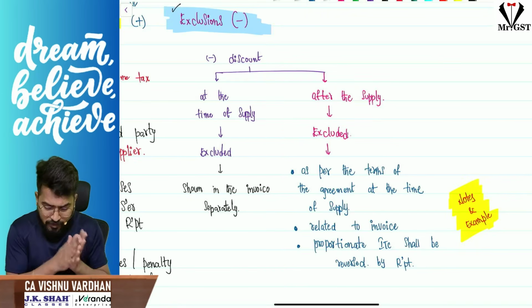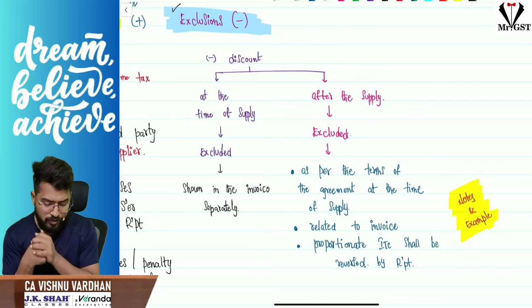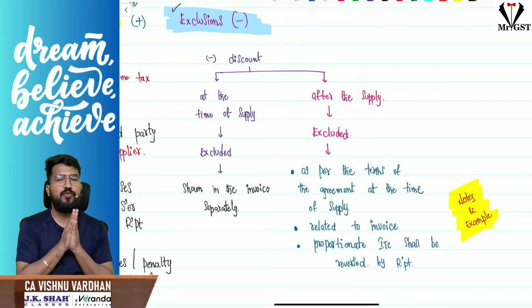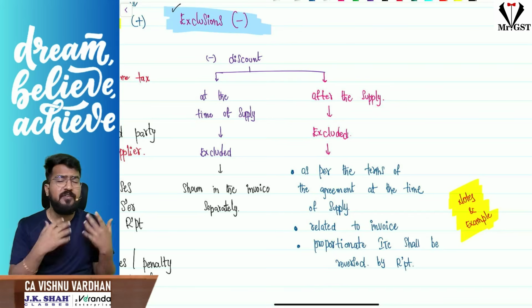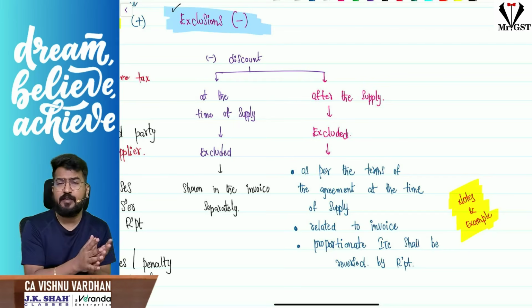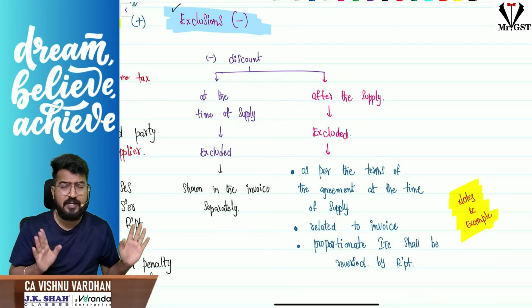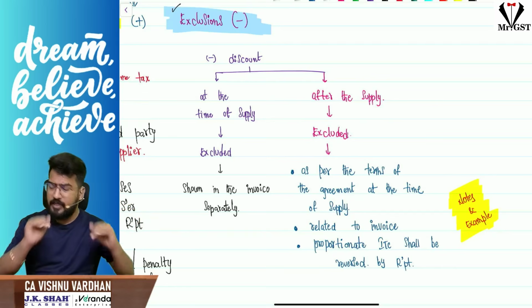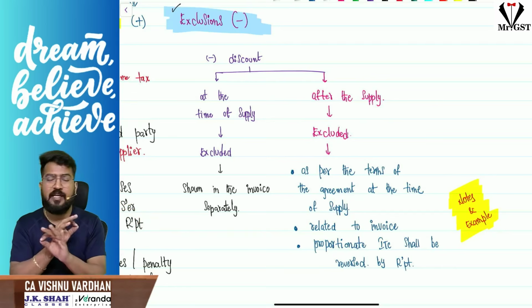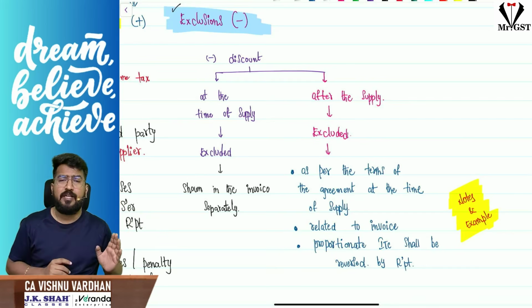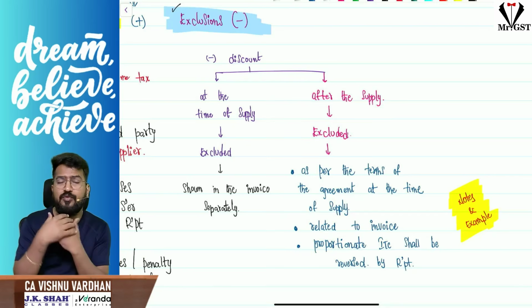Next, exclusions. Only one exclusion: discount. But the point is, discount may be given at the time of supply or after the supply. If it is given at the time of supply, the treatment is simple: just show it separately in the invoice, exclude it from the value of supply, and enjoy. Am I clear? So I repeat, if the discount is given at the time of supply, exclude it from the value of supply. If the discount is given after the supply, then don't think, who will give a discount after the supply?